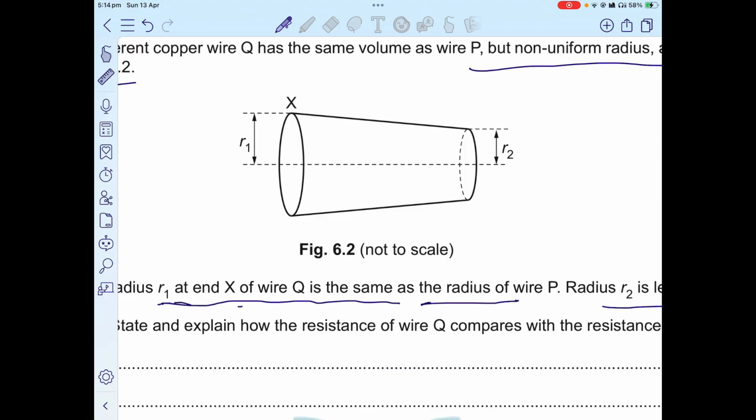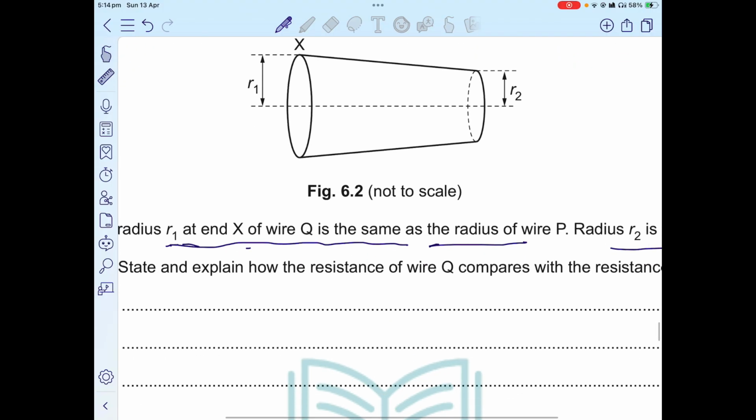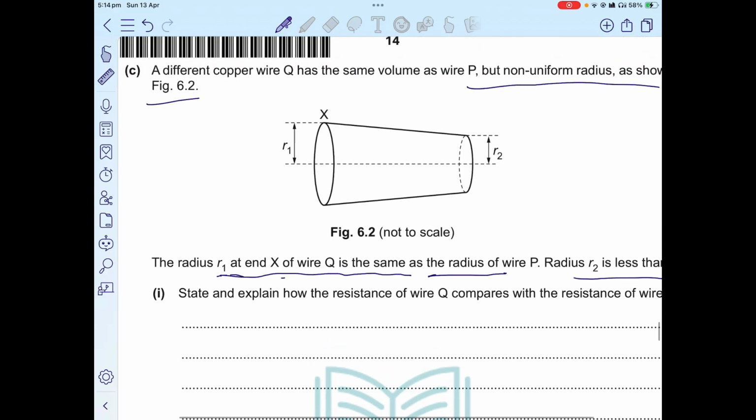Now, this question requires a logical understanding and a bit of creative understanding as well. Because it says the same volume, and the volume is area times length. But if you look at the overall area of this wire, at one point it's the same, but at the other point it is less, so the overall area will be less. So the length will be greater, right?